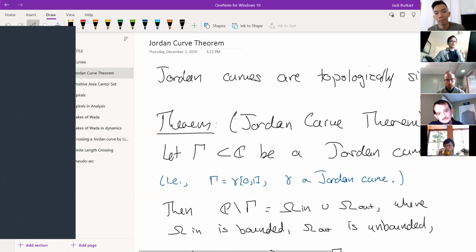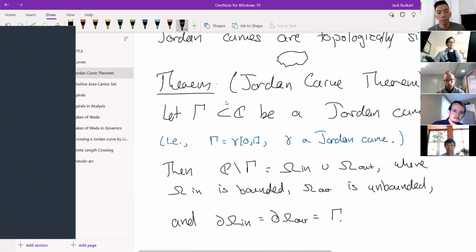All right. So let's talk about the Jordan curve theorem. And I think this is a theorem that we've all heard and we've never actually proved. And I'm unfortunately not going to prove it for you, but maybe I'll tell you where you can find a proof. But the Jordan curve theorem says that Jordan curves, which are simple closed curves, just like this, are topologically simple objects.